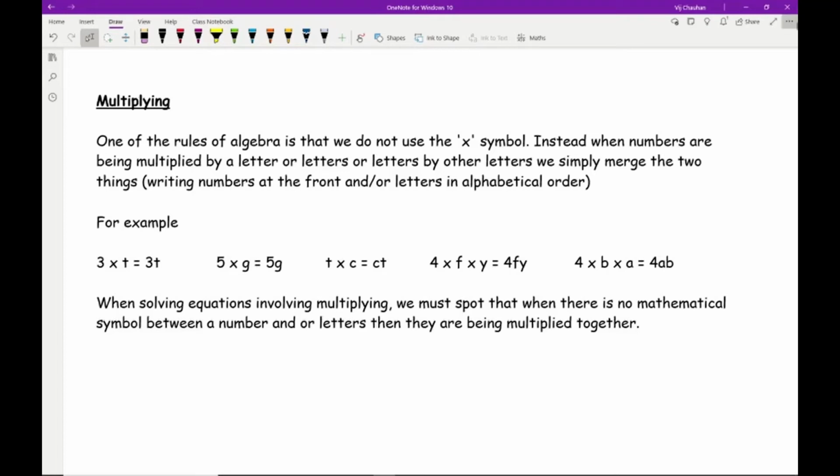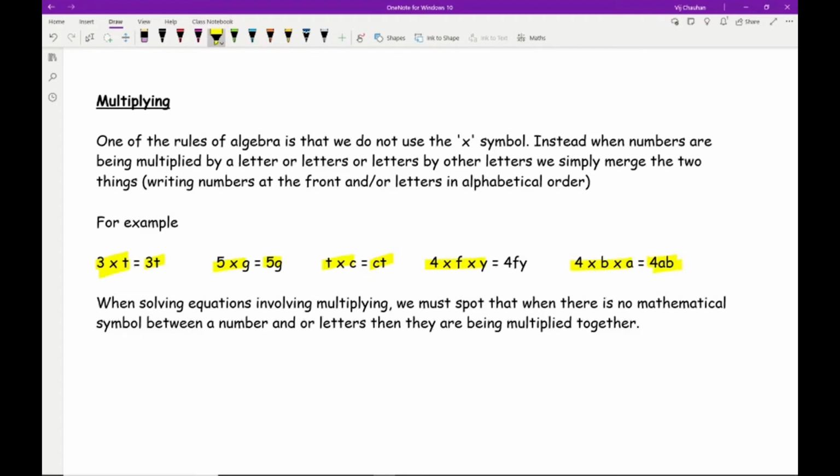So for example, if we were wanting to work out 3 times t, then we would write the answer as 3t. If I was doing 5 times g, that would equal 5g. T times c, that would be ct, because we're making sure we've got alphabetical order. Now, if you're doing a combination of lots of letters and numbers, so for example, 4 times f times y, then that would simply be written as 4fy. And if we were doing 4 times b times a, then again, we write the numbers at the front and we tend to write the letters in alphabetical order, so it'll be 4ab.